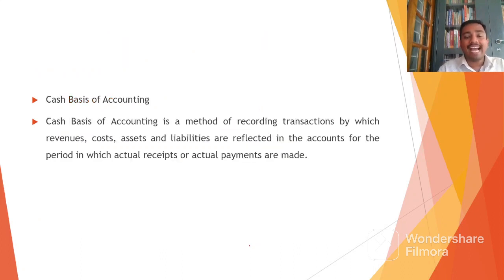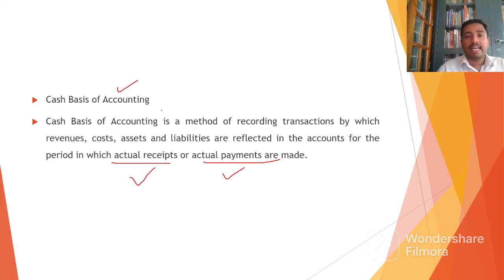Now let's see what is cash basis of accounting. In cash basis of accounting, transactions can be recorded into the books of account only if the money is either received or paid. Then only can the transactions be reflected in the books of accounts. That's why we call it actual receipts and actual payments. Only if there is actual receipt in cash or actual payment in cash can the transactions be recorded. That is the basic difference between the cash basis and the accrual basis of accounting.